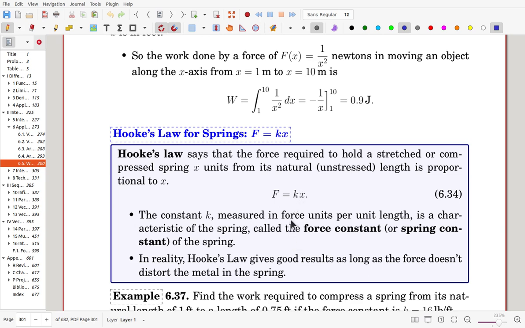And this Hooke's law is quite accurate when the force is relatively small, so that it does not distort the metal. But there is no metal that is perfectly elastic, so some portion is distorted. If you try to stretch too much, then it will be distorted. So a small force works very nicely.